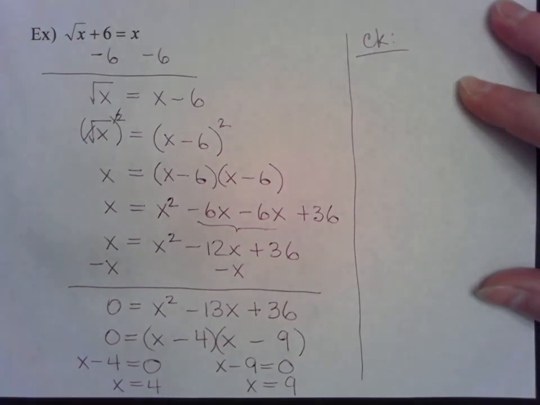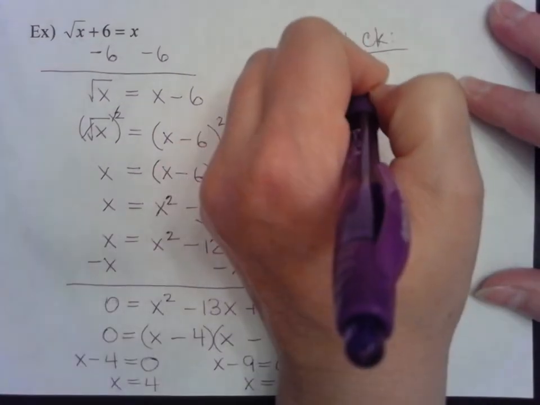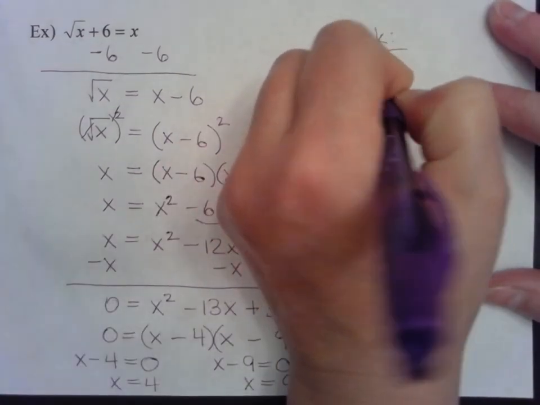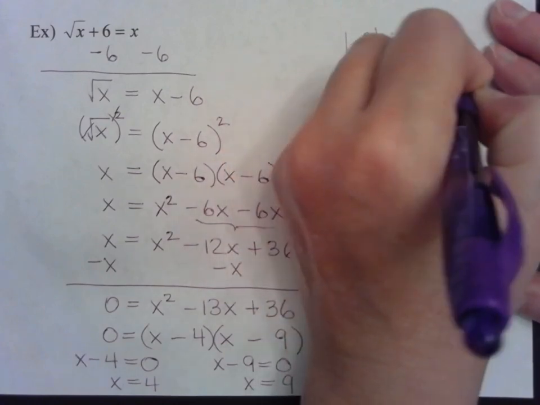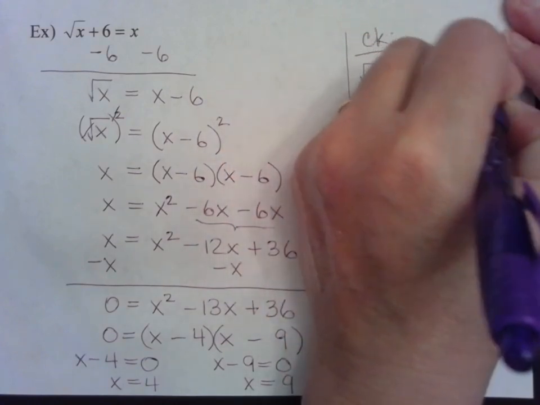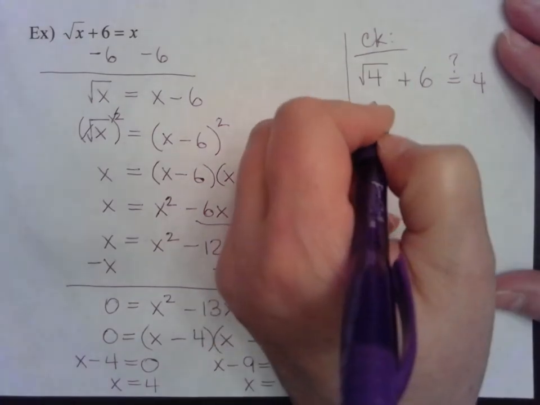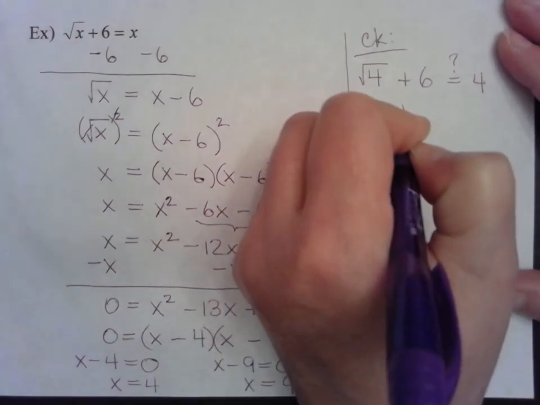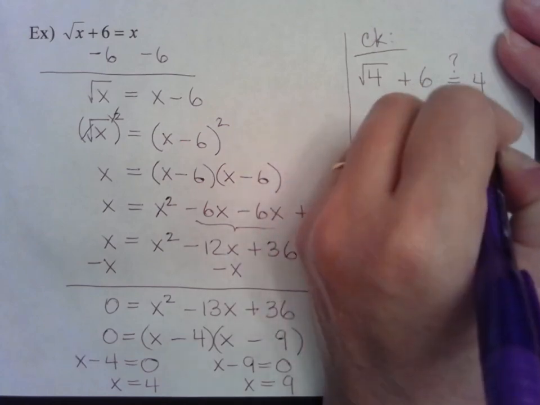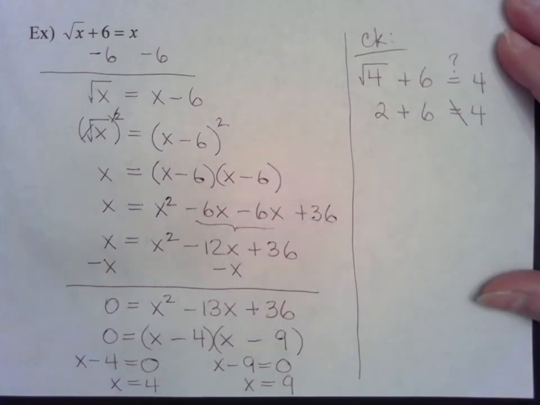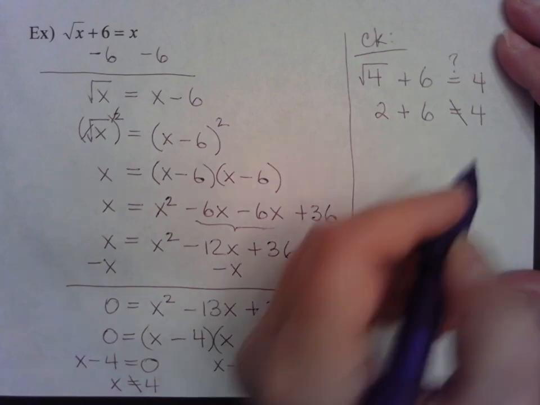So let's start by checking 4. So we're going to put 4 in everywhere where there's an x and see if that works. So the square root of 4 is 2. 2 plus 6, does that equal 4? I don't think so. Okay, so 4 is out. 4 would be one of those extraneous solutions that doesn't actually work.